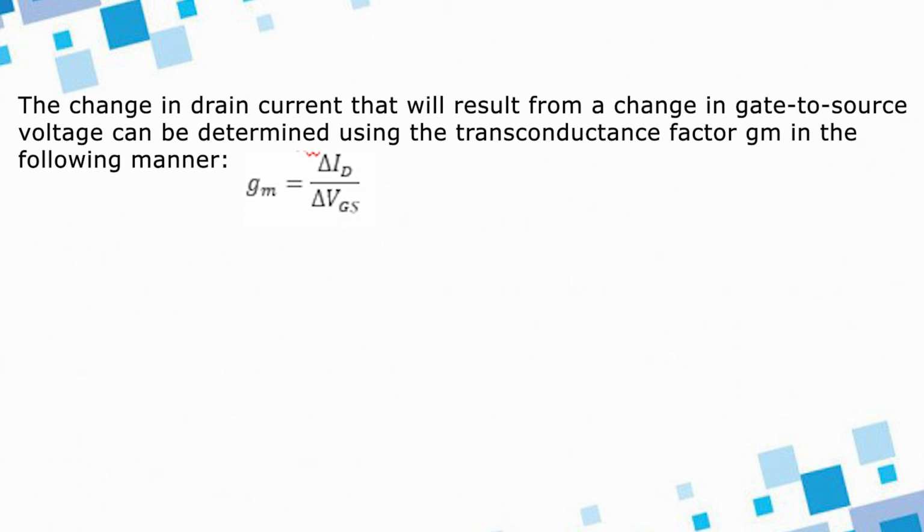The change in drain current will result from the change in gate to source voltage. It can be determined using the transconductance factor Gm. It is represented in the following manner. Gm is equal to the change in the drain current to the change in gate to source voltage. So, Gm is the rate of change of drain current to the rate of change in gate to source voltage.